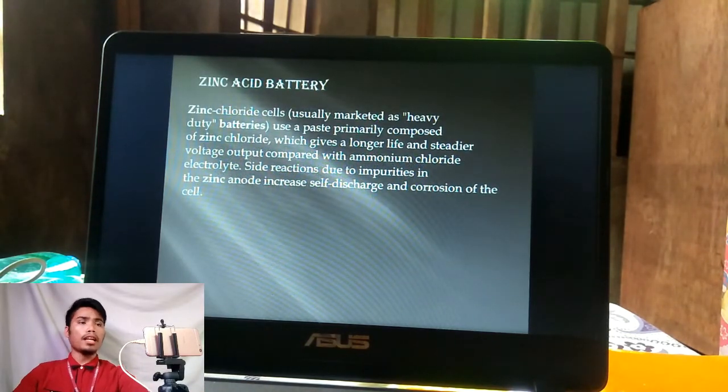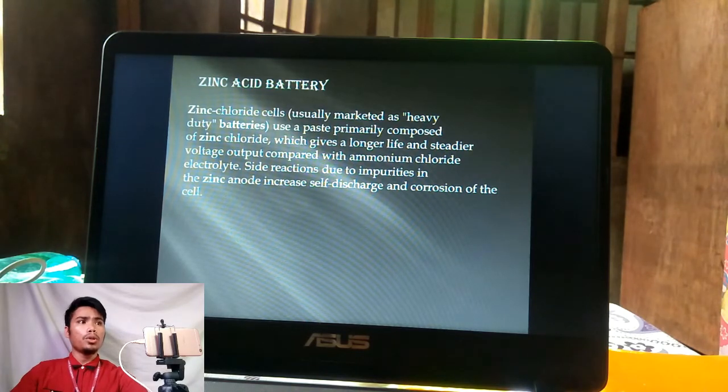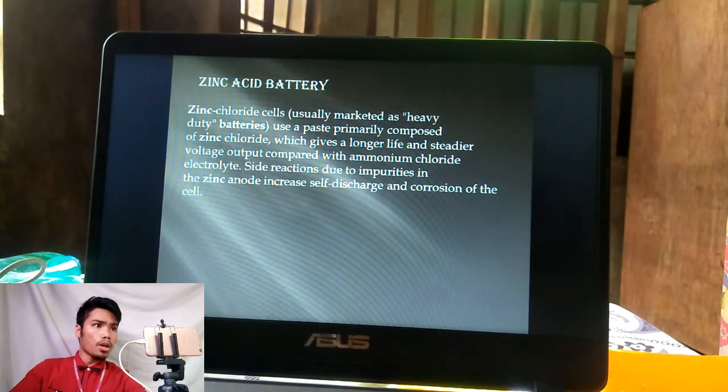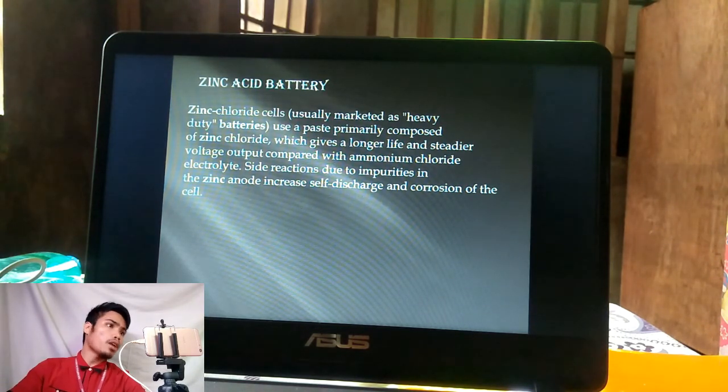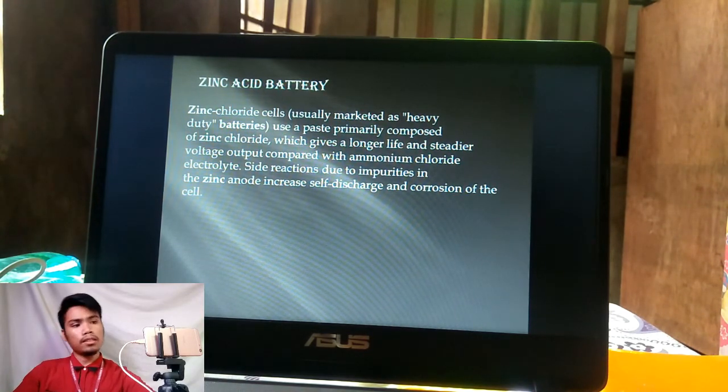Next is zinc acid battery. Zinc chloride cells, usually marketed as heavy-duty batteries, use a paste primarily composed of zinc chloride, which gives a longer life and steadier voltage output compared with ammonium chloride electrolytes. Side reactions due to impurities in the zinc anode increase self-discharge and corrosion of the cells.